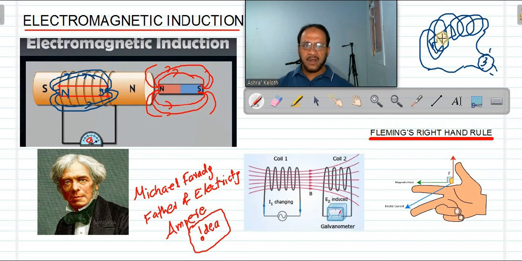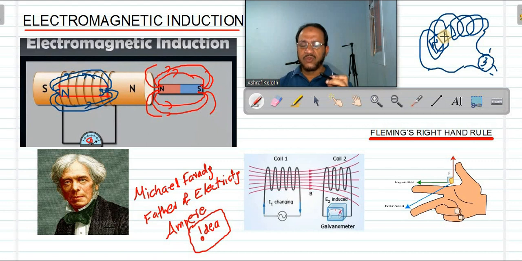What we have to do is move the magnet. We need a change in magnetic field. Keep this point in your mind: a constant magnetic field can never induce a current. We need a change in magnetic field, and for bringing a change in magnetic field, we need to move a magnet. And for moving the magnet, you have to use some mechanical energy.